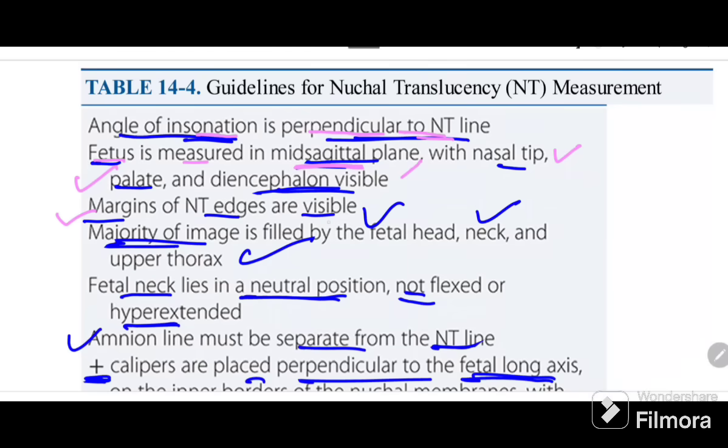Margins of the NT edges should be visible. Majority of the image should be filled with fetal head, neck and upper thorax. Fetal neck should lie in the neutral position. It's a very frequently asked question, and it should not be flexed or hyperextended. Amnion line must be separate from the NT line.